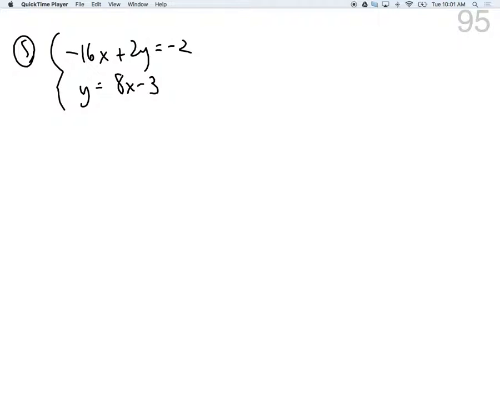Solve this one. That's supposed to be a brace. Solve this one using either method. I don't care which one. Real quick, what method are you using? Substitution. Because I already solved the bottom one for y. Yeah. Probably a good move on your part.